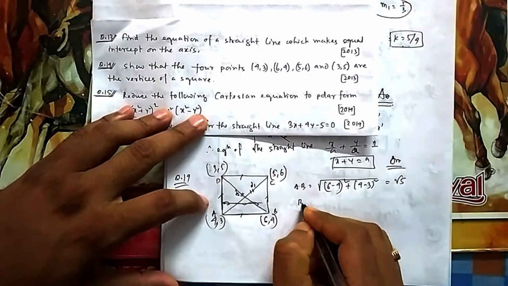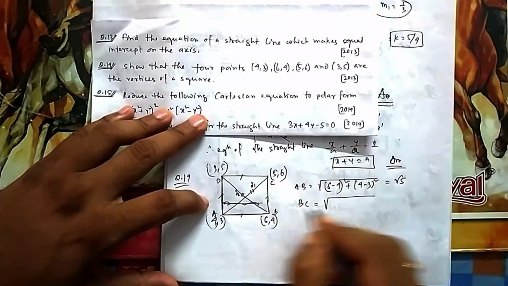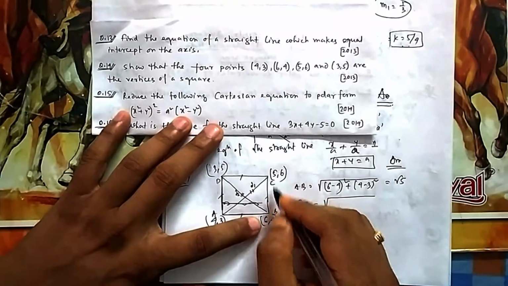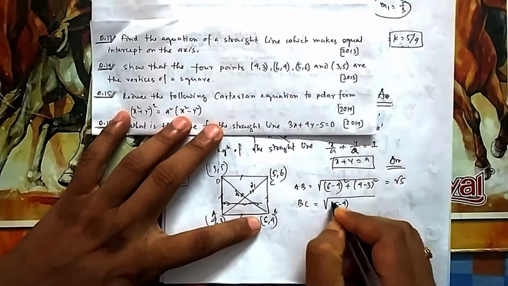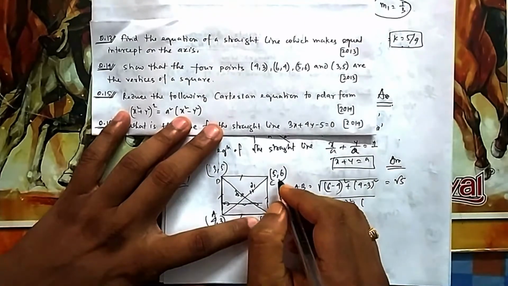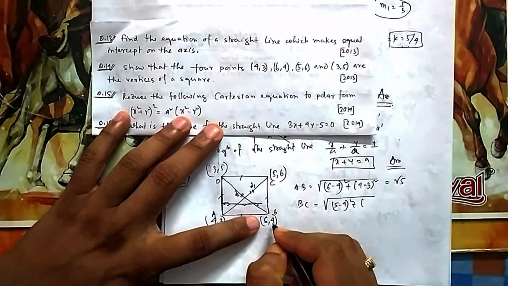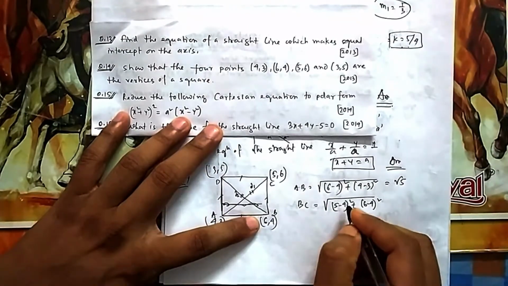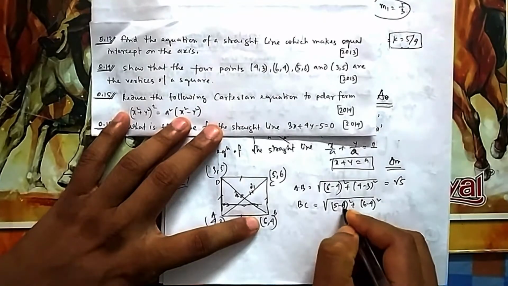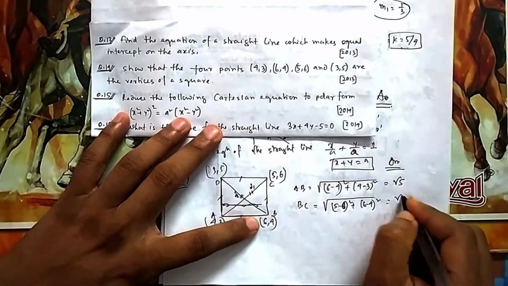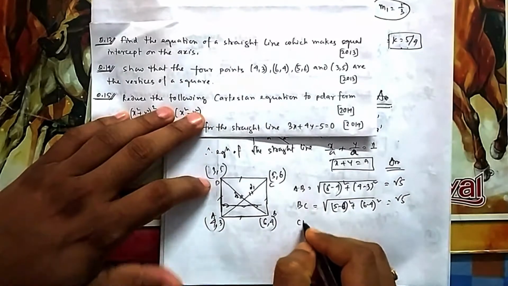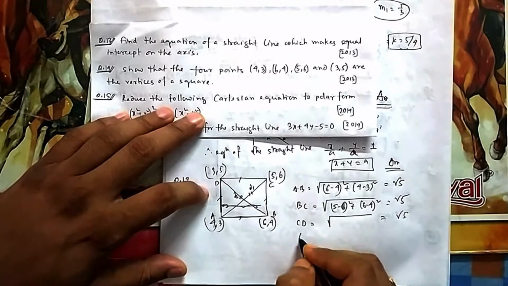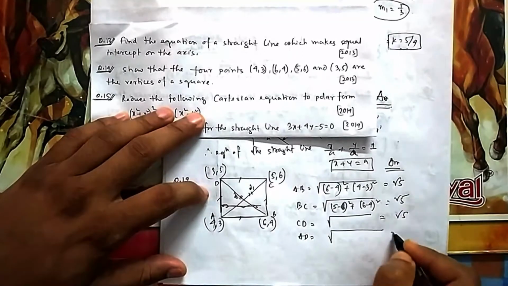Similarly, if you do BC, what will be BC? It is again x2 minus x1, so 4 minus 5 whole square plus y2 minus y1, 6 minus 4 whole square. It is 5 minus 6, so it is root 5. Again AB, BC, and if you do CD, I am not writing all this, you will find root 5, root 5, root 5. CD and AD, all these you can find to be root 5.